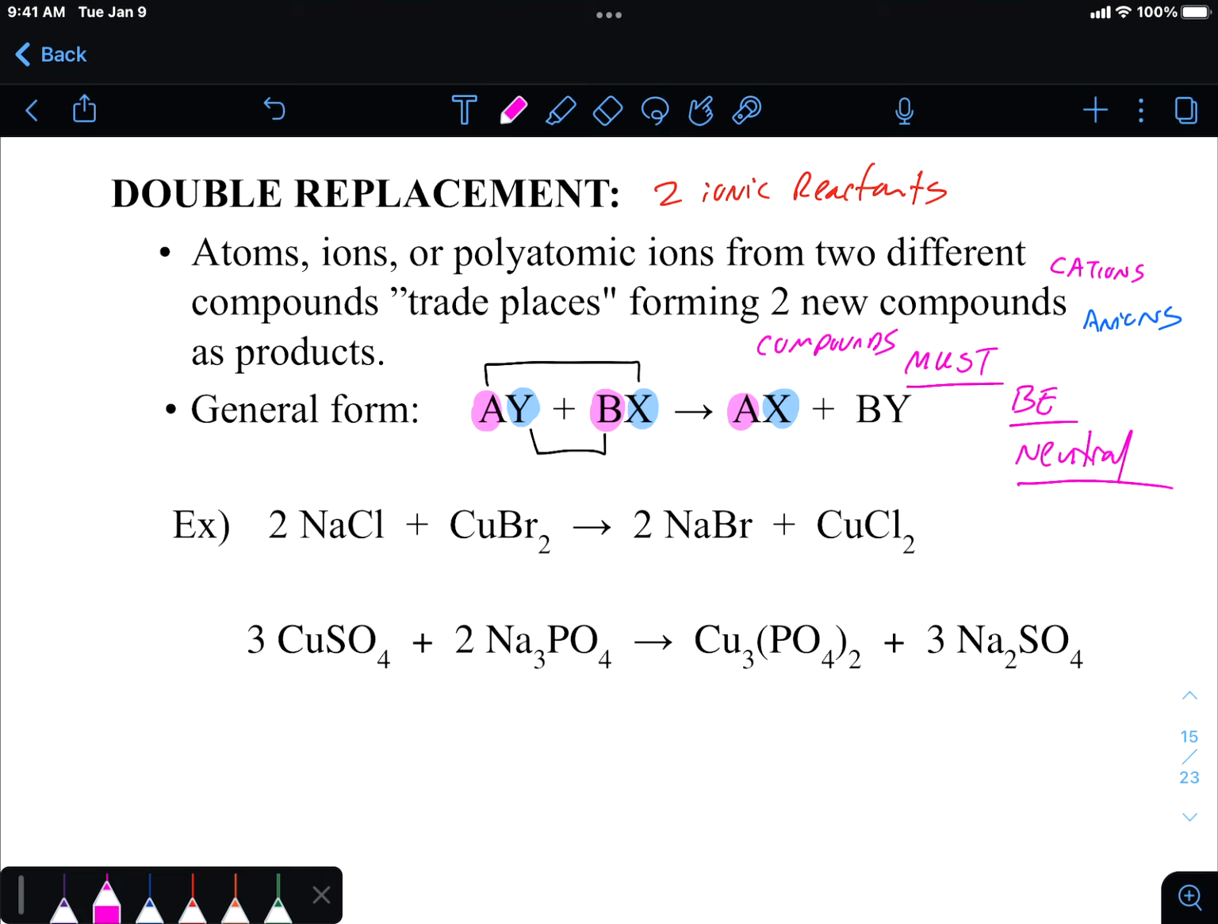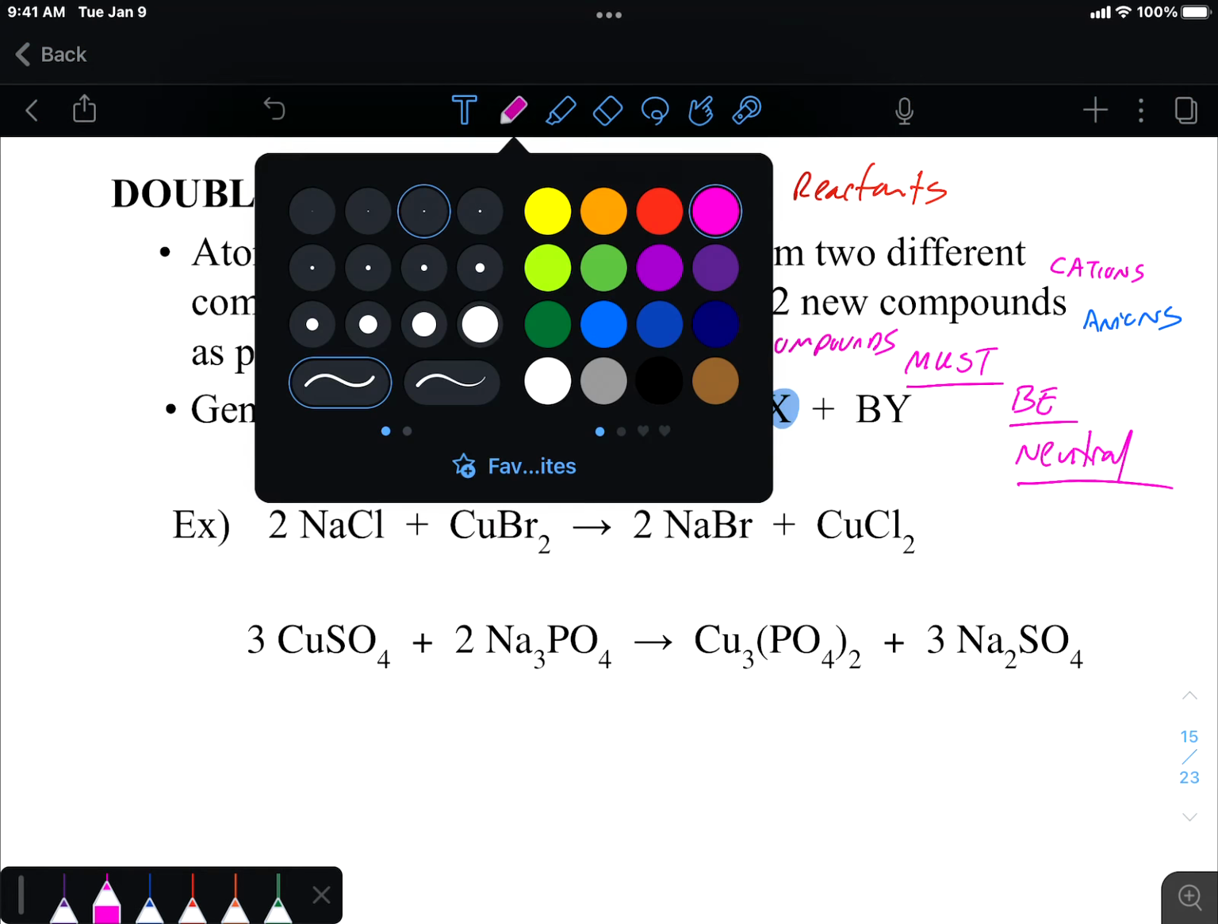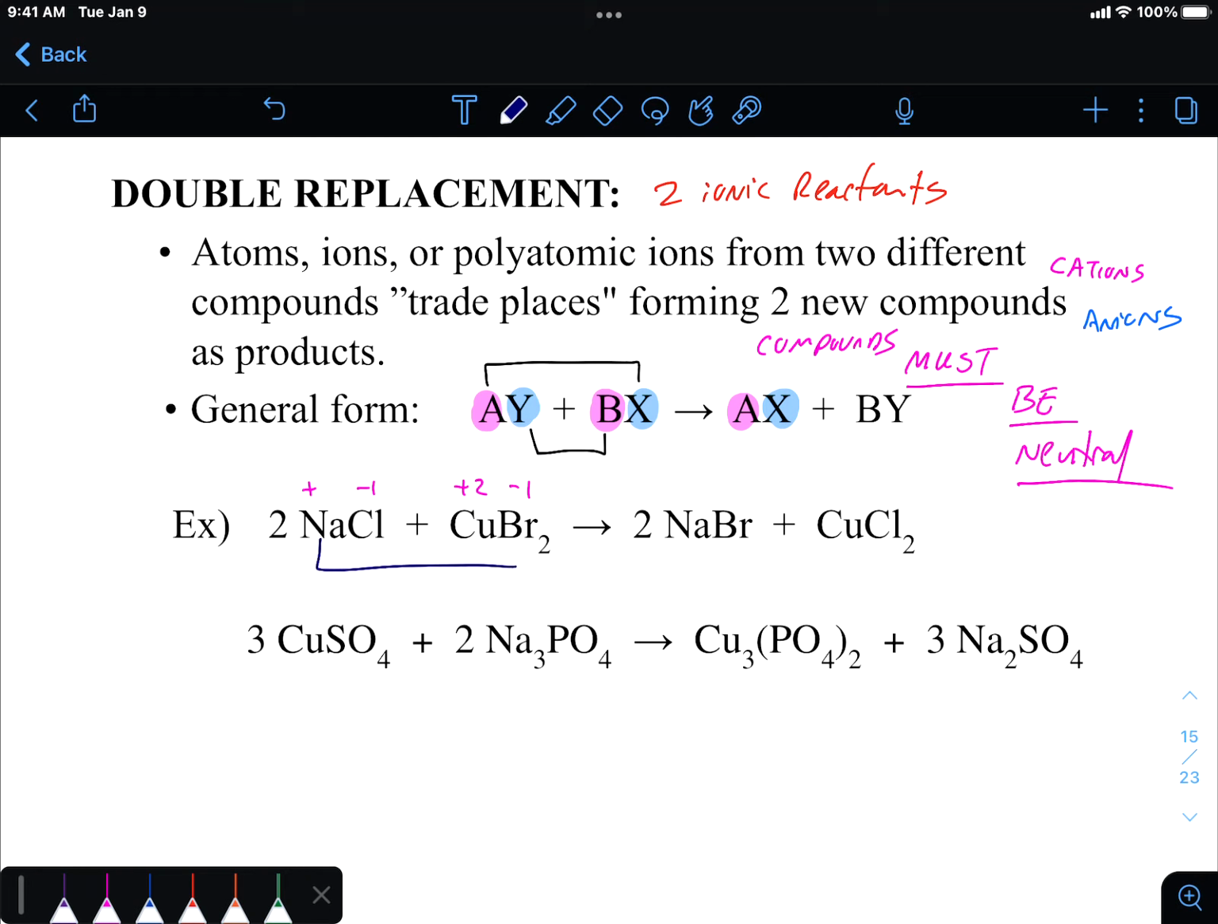So, example. Here we have sodium chloride. So the charges, sodium is a +1, chlorine is a -1. Okay? Bromine is a -1, copper is a +2. Because these are trading places, so this goes with that.